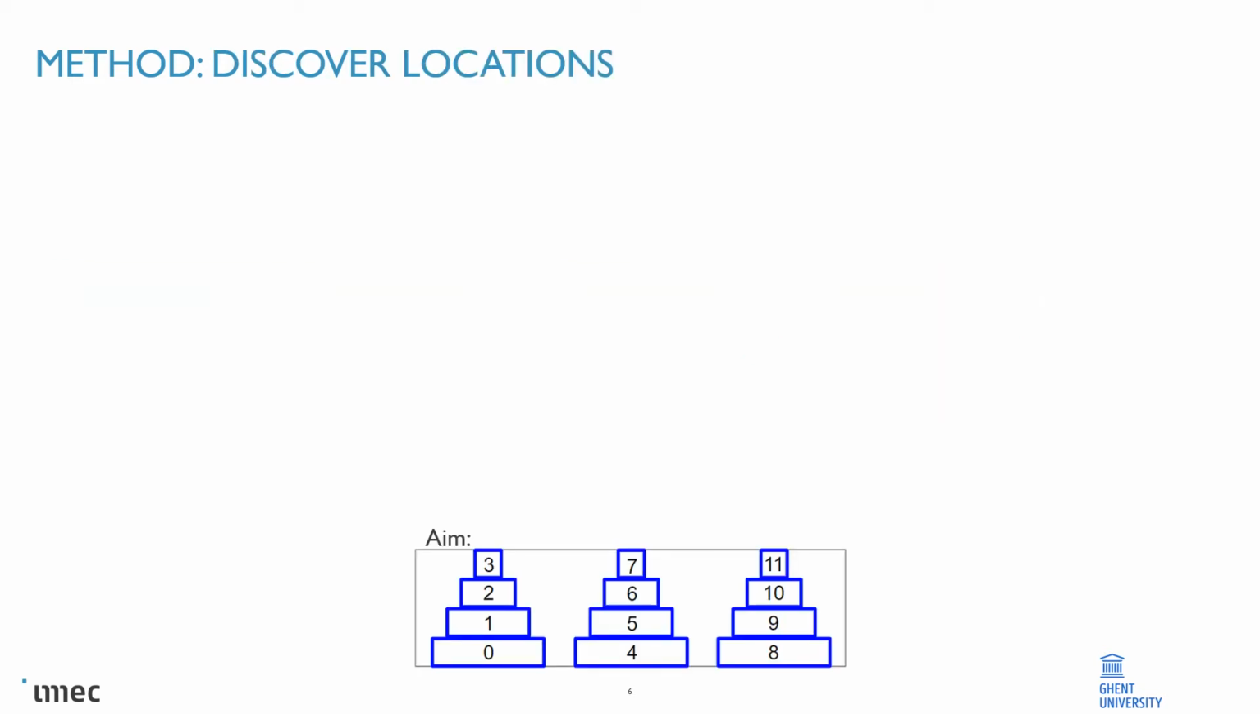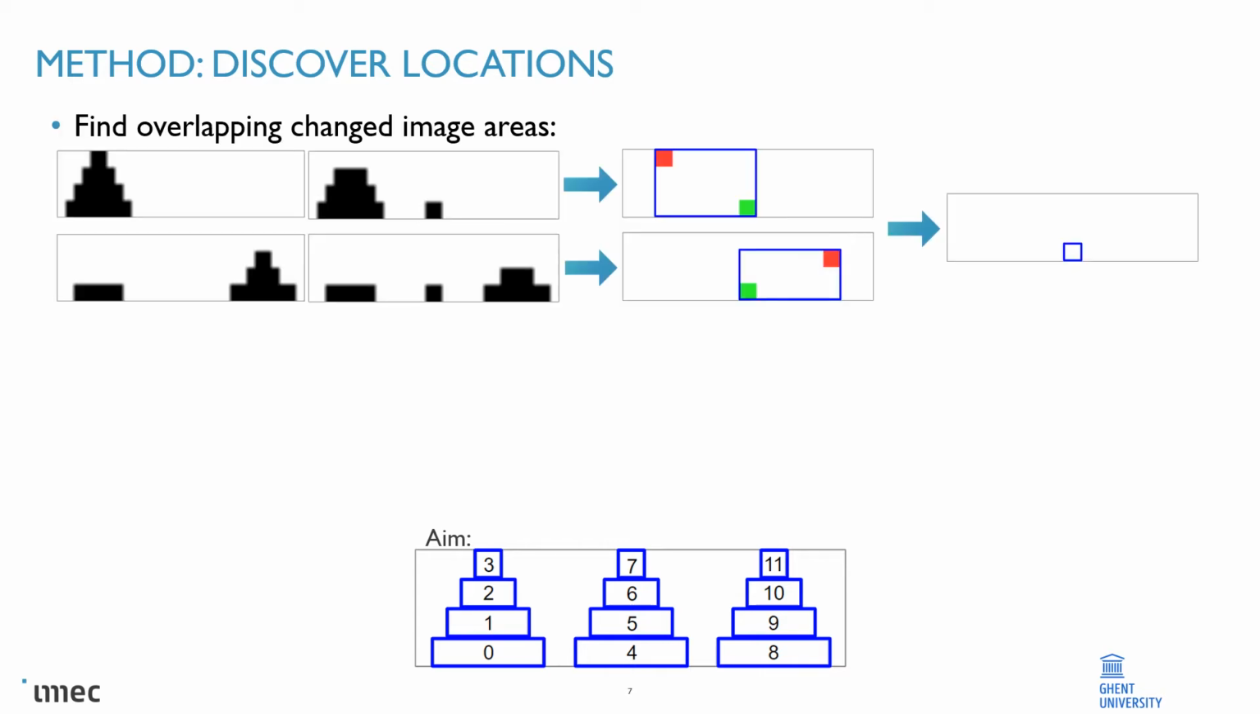So the aim of our first step is to extract the locations that change value. For the Towers of Hanoi domain, that is these 12 locations. This is performed by finding the regions of the images that change. In the first transition, this is the region we are looking for. In the second transition, we find this region.